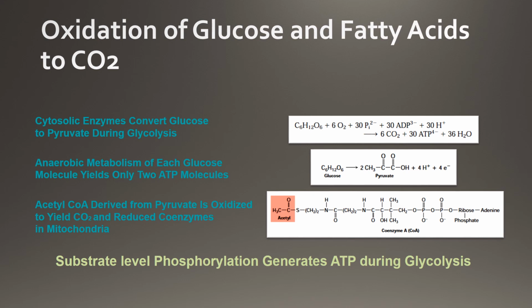So, in anaerobes, each glucose molecule gives only two ATP molecules. And acetyl coenzyme A derived from pyruvate is oxidized to yield CO2 and reduced coenzymes in mitochondria.